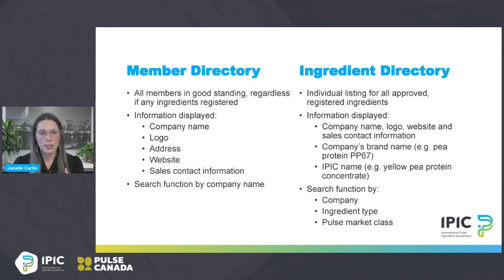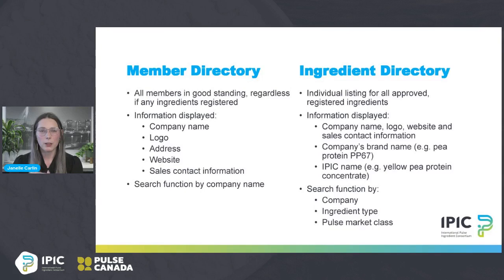And what this does is it displays the company name, logo, address, website, and any sales contact information that you would like to have displayed. And there is an option for a search function by company name. However, not all members might have ingredients. And so any ingredient that is then approved will pop up in that ingredient directory.